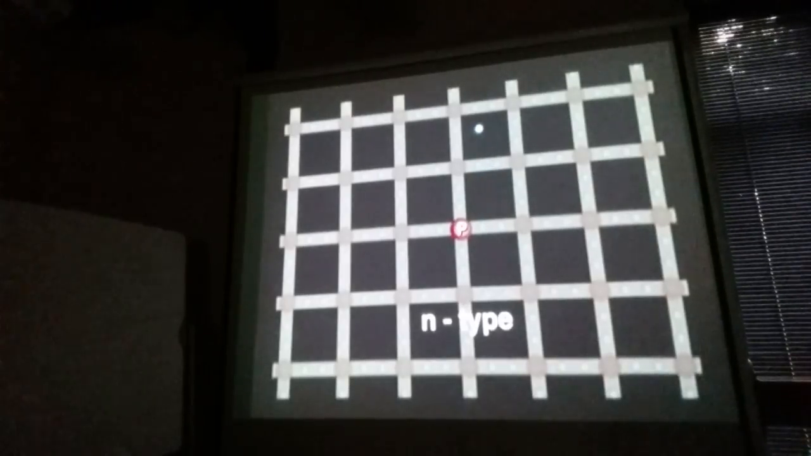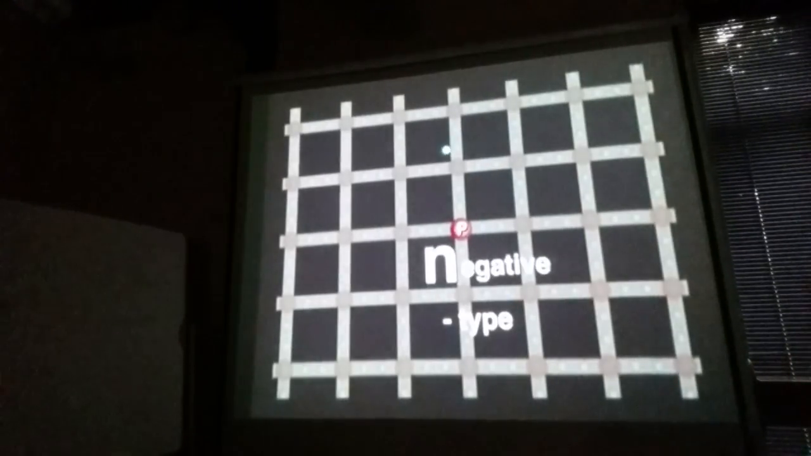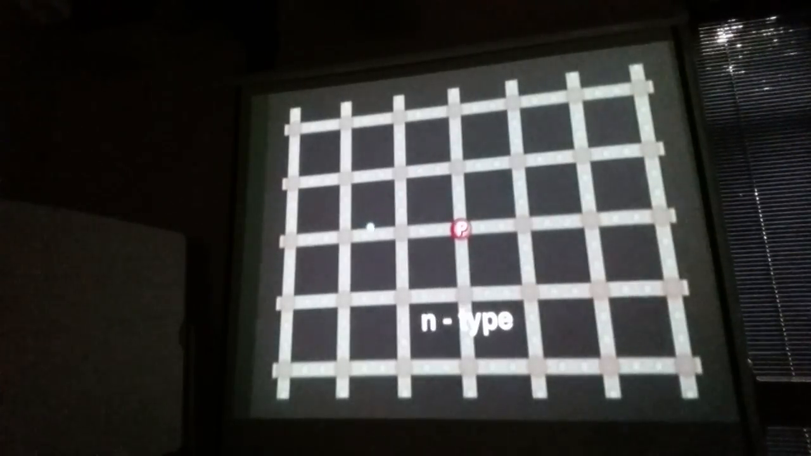A phosphorus atom is called an electron donor because it donates an extra electron to the silicon crystal. Because the phosphorus atom has one more proton than silicon, it has a net positive charge. We will color it red to denote this extra positive charge.